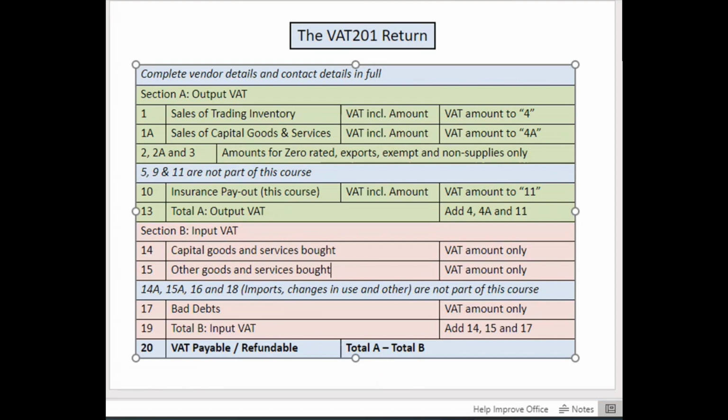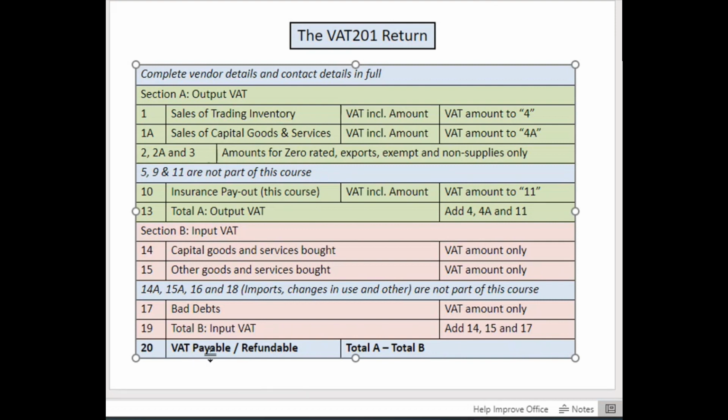Then you have 14A, 15A, 16, and 18. It's imports, change in use, and other, and it is not part of this course. Don't worry about it. Don't fill it in. 17 is bad debts, the VAT amount only. And now you can calculate your VAT input by simply adding 14, 15, and 17.